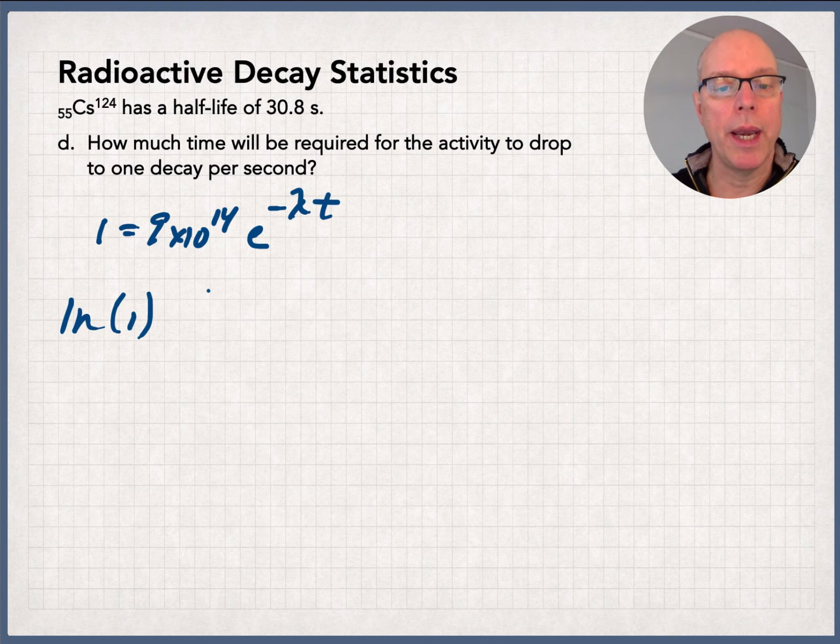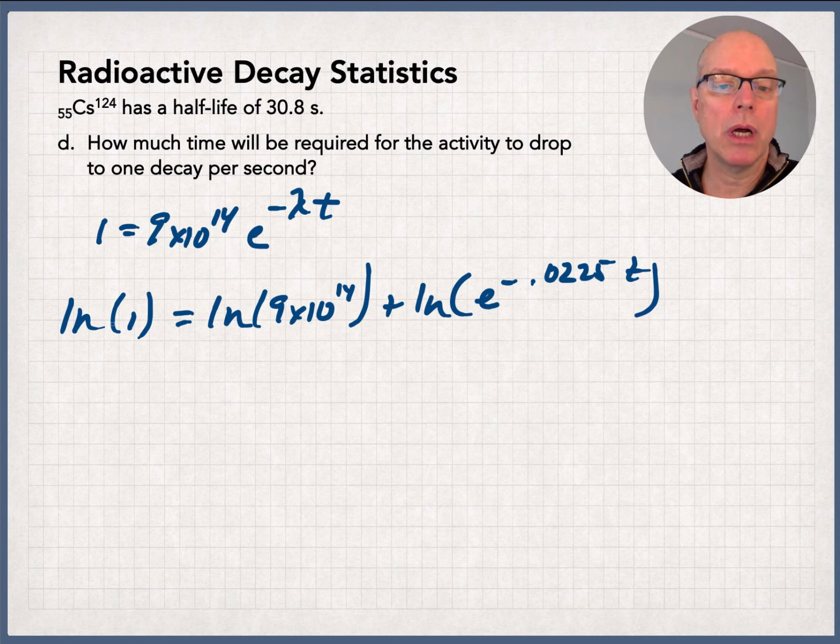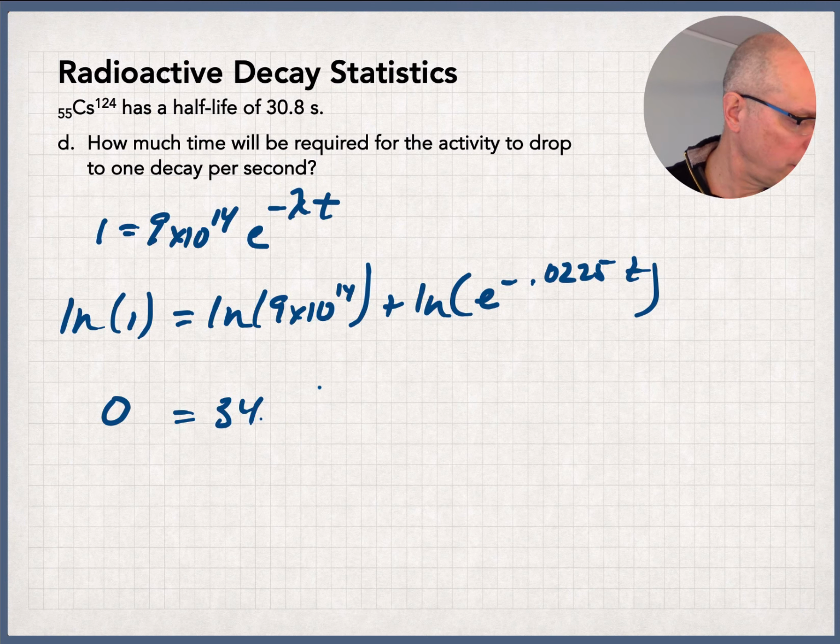So what I'll do is just get about that. I'll take the ln of 1, and I'm going to then take the ln of everything over here, and I'm going to use a little bit of smarts because I know that the ln of this product is equal to the ln of 9 times 10 to the 14 plus the ln of this exponential. So e to the negative 0.0225 times t. And so what I do is evaluate where I can. So I'll simplify it. Natural log of 1 is the same as any log of 1. It equals 0. Natural log of this number equals 34.43.